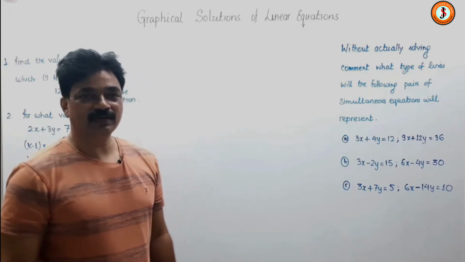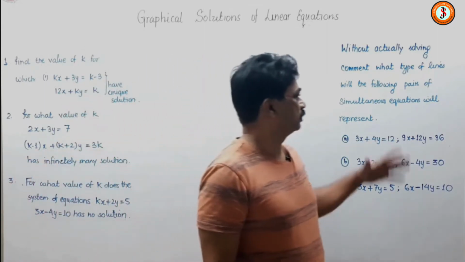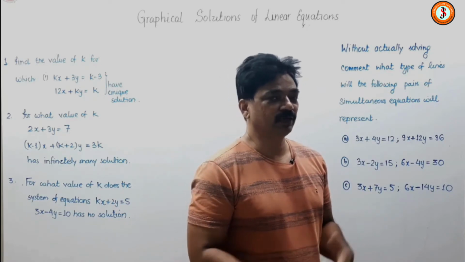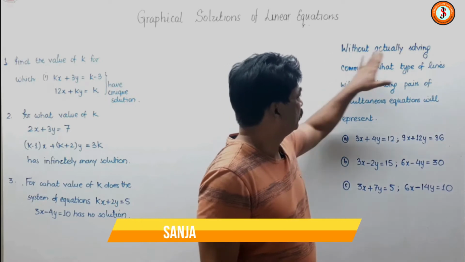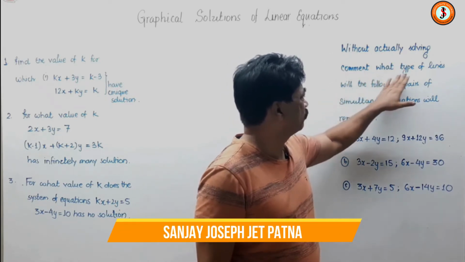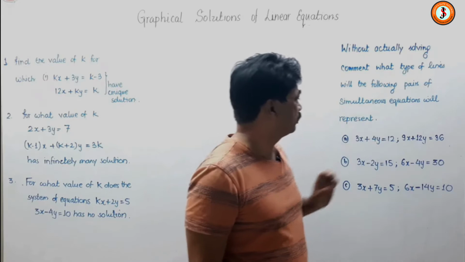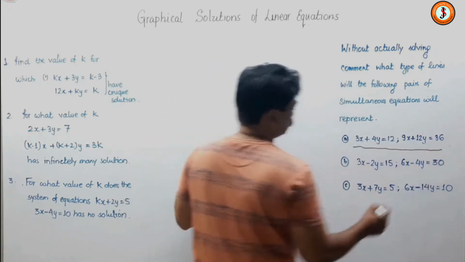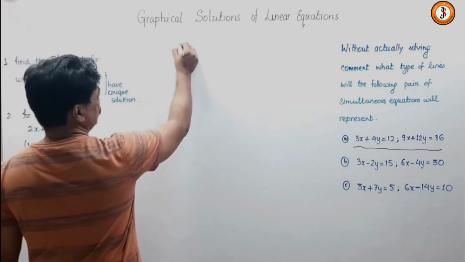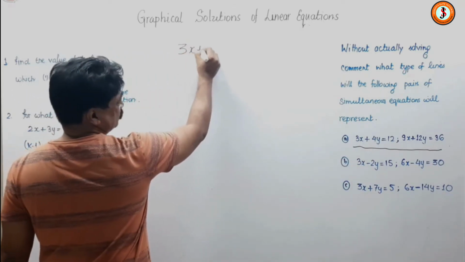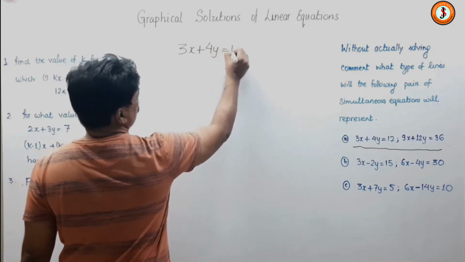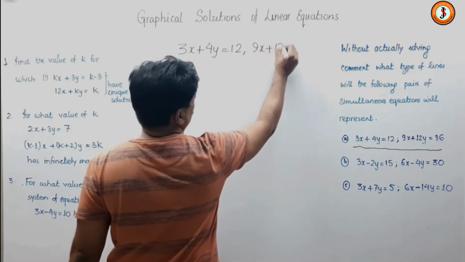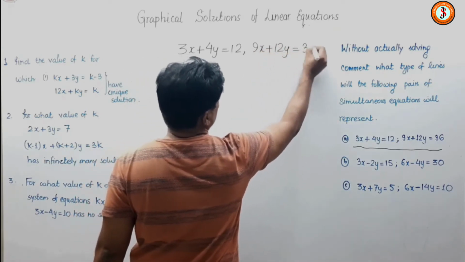So here, children, we are now coming up to graphical solution, and in the graphical solution there is a very important type of question. They are actually telling, without actually solving, comment what type of lines will the following pairs of equation represent. So what type of line will this equation represent? I am writing it a little larger: 3x plus 4y is equal to 12 and 9x plus 12y is equal to 36.